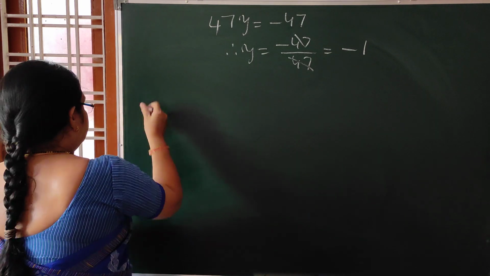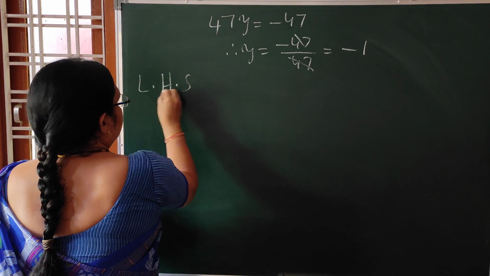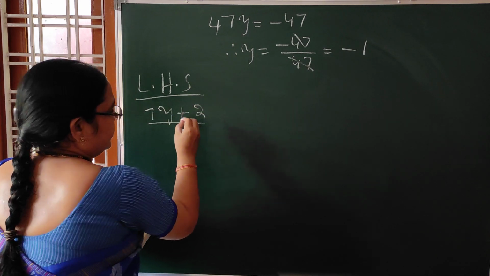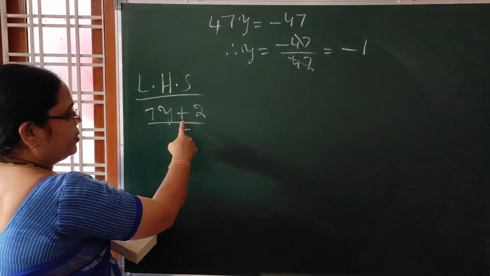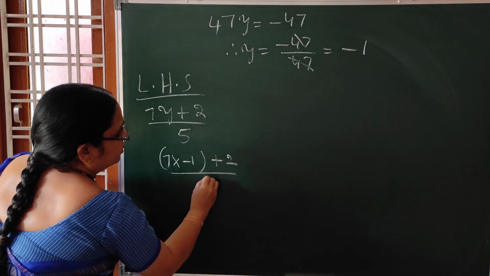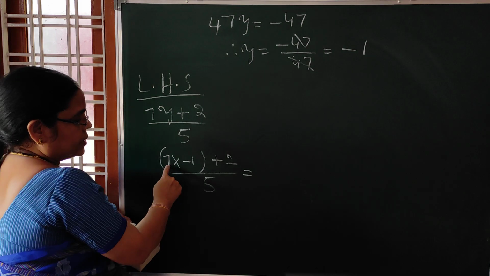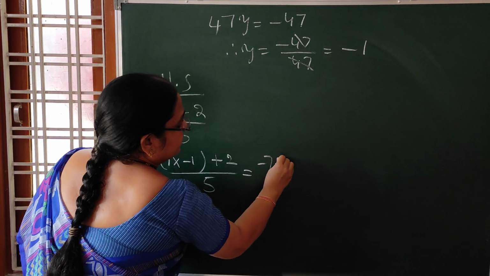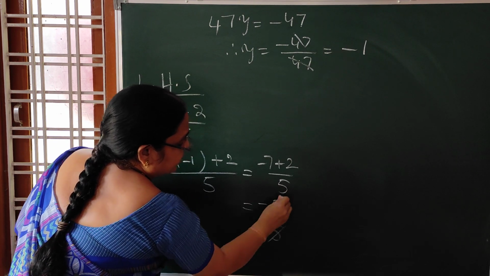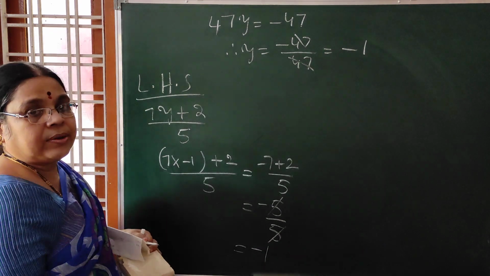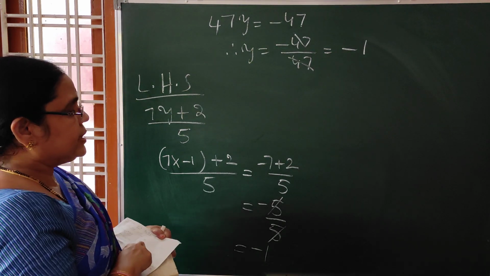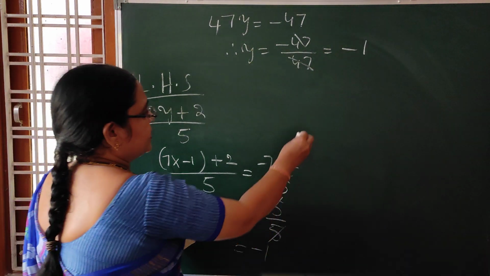So LHS, what do you have? LHS, you have (7y + 2)/5. Substitute y is equal to minus 1. So (7 into minus 1 + 2)/5. This is equal to how much? 7 into minus 1 is minus 7, plus 2, by 5. That is equal to minus 5 by 5, which is equal to minus 1. So LHS (7y + 2)/5, if you substitute y is equal to minus 1, you get minus 1.